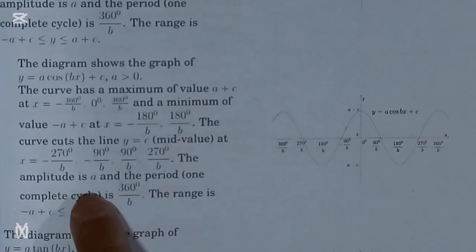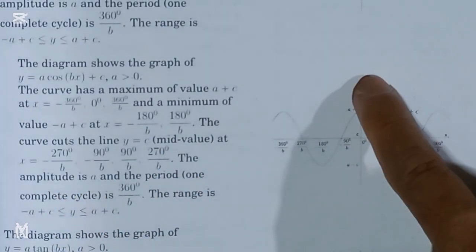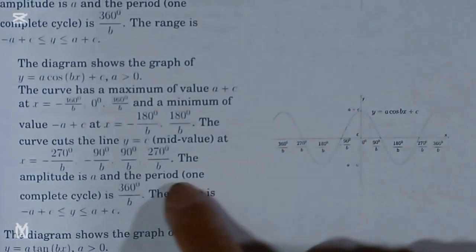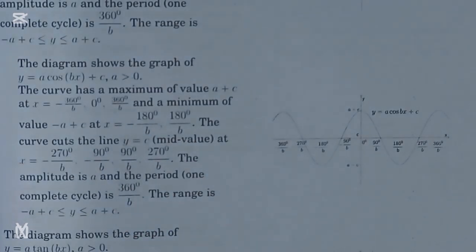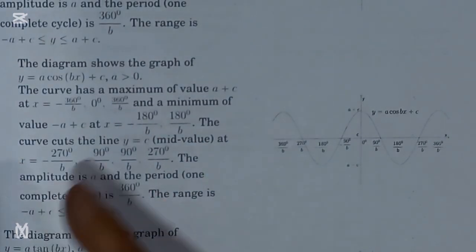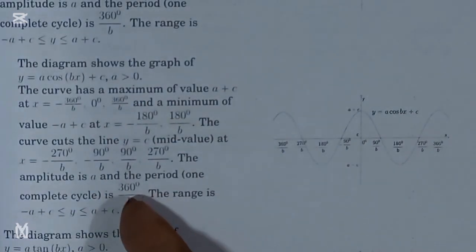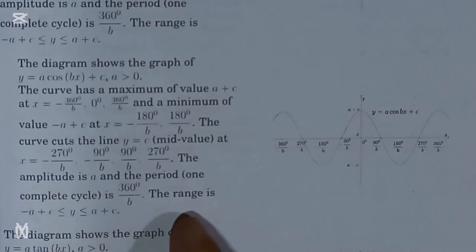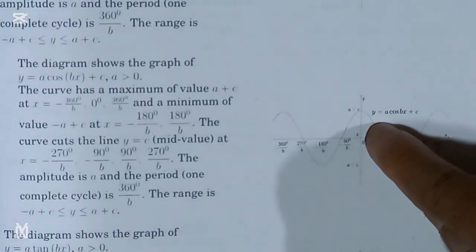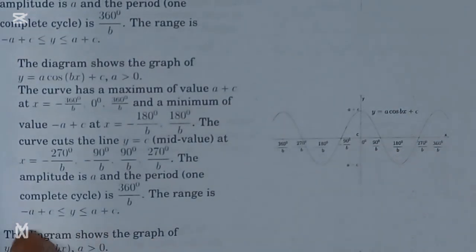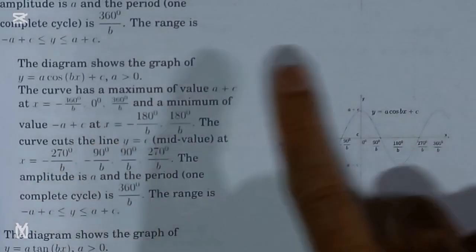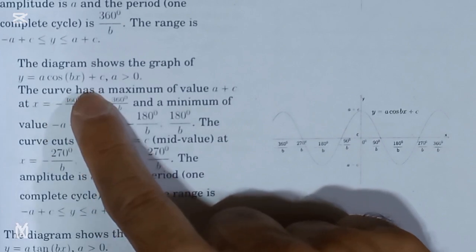The amplitude in this graph is A, because A is above and below the middle point. And the period, so the period in cos x was 360, and in this graph of cos it will be the same, 360 will be written and this b will be in the denominator. And the final thing is the range. The maximum value is C + A and the minimum value is C − A. So y is greater than or equal to C − A and less than or equal to C + A. So this is the graph of y = A cos bx + C.